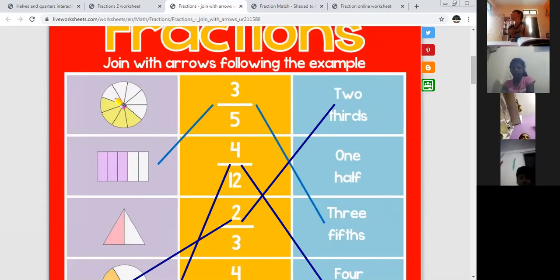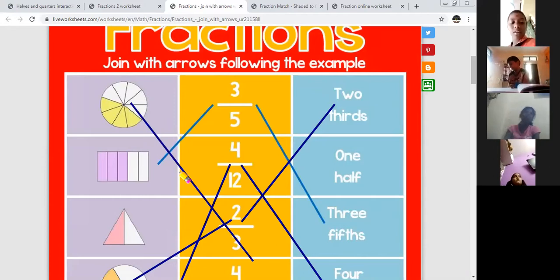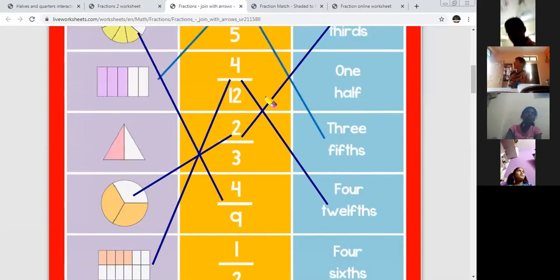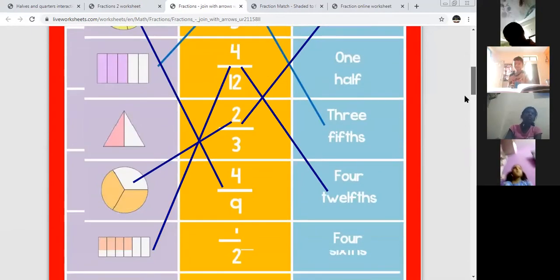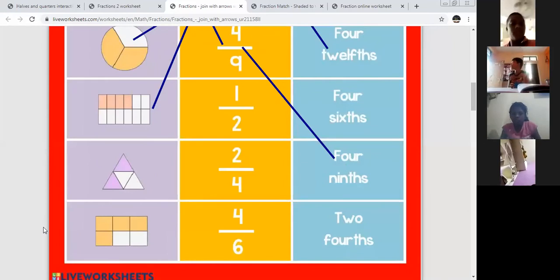Here you have 9 parts. How many parts are colored? 1, 2, 3, 4. So 4 by 9 means this is 4 by 9. How will we read this? 4 9s. Okay. Next, Vaishnavi.